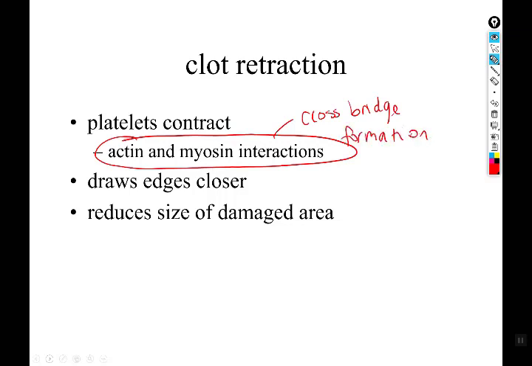And that basically draws the edges of the clot and the edges of the wound closer together, which reduces the size of the damaged area. This is an important one. It's basically tightening up that clot and really securing the clot in place so that the healing process can initiate.